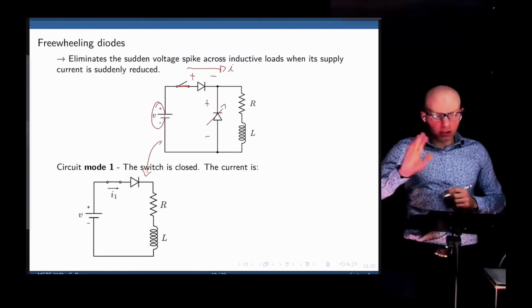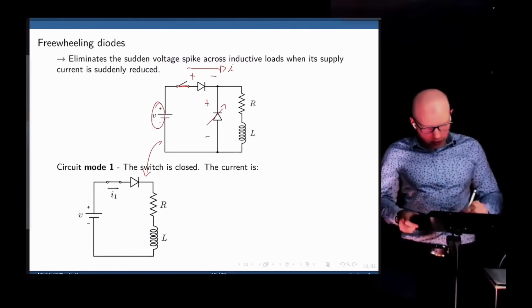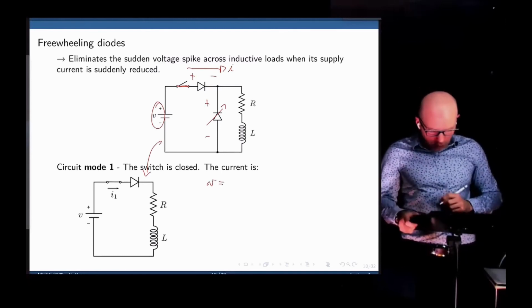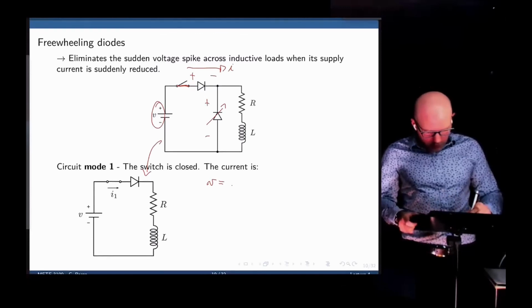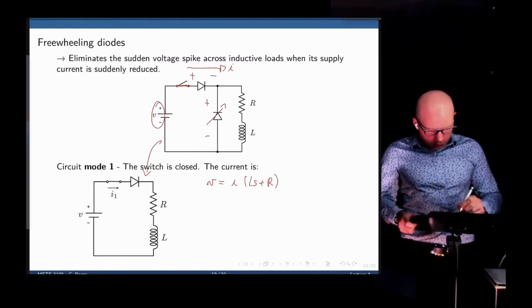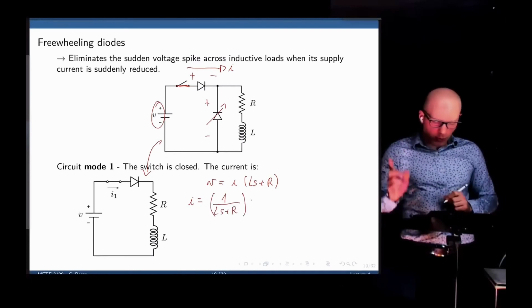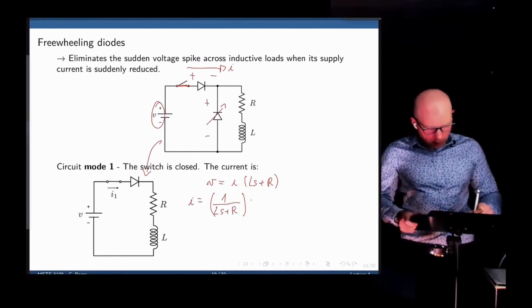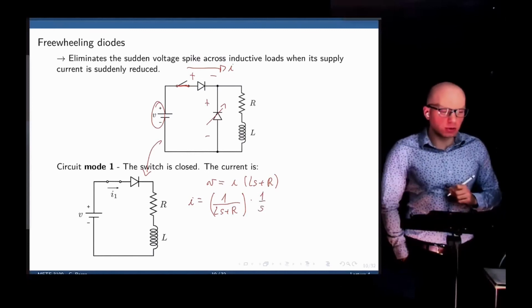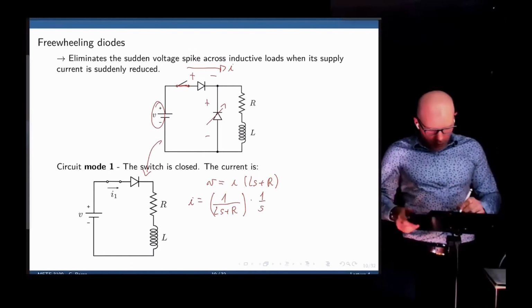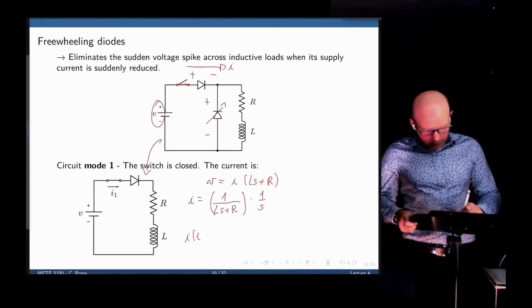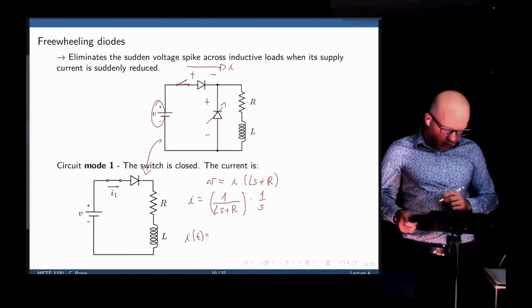And if we now neglect the voltage drop across the diode, we can write that V is equal to I times Ls plus R, which means that the current is 1 over Ls plus R times the voltage input. The voltage input, when you close the switch, is a step. The Laplace transform of a step is 1 over S. And now we can take the inverse Laplace transform of this.